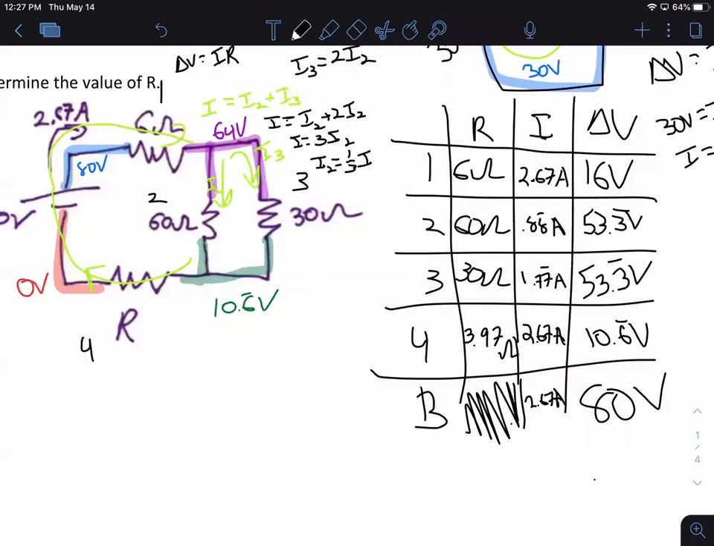Yeah, I just checked it. If you actually put in 10.6 repeating and 2.6 repeating, this comes out to exactly 4 ohms. So no rounding at all, that ends up being 4 ohms.